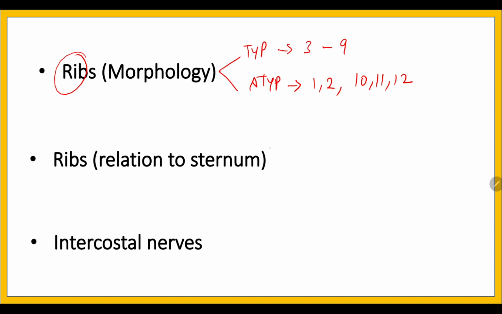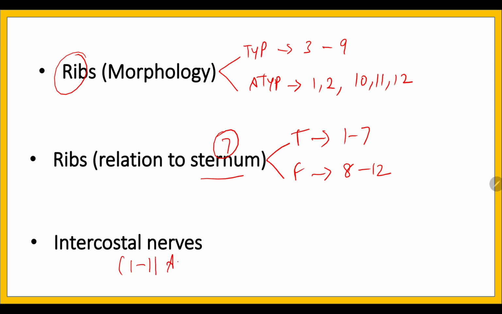When we classify ribs based on sternal articulation, we remember like this. It is true rib and false rib. Sternum has 7 letters, so 1 to 7 is true and the rest, that is 8 to 12, is false rib. Intercostal nerves, guys, remember intercostal nerves we have taken 1 to 11 anterior rami.